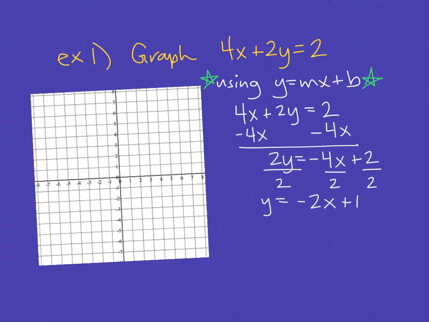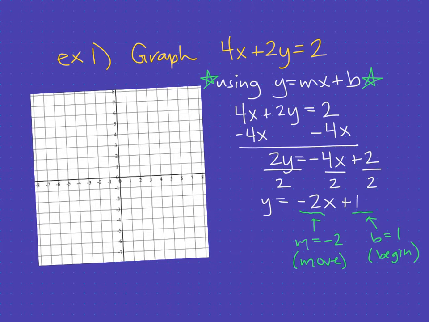All right, so our m is a negative 2. M's our slope. It's how we move. B over here is 1. That's our y-intercept. It's where we begin graphing. That's just a little mnemonic device you can use to help you do this.